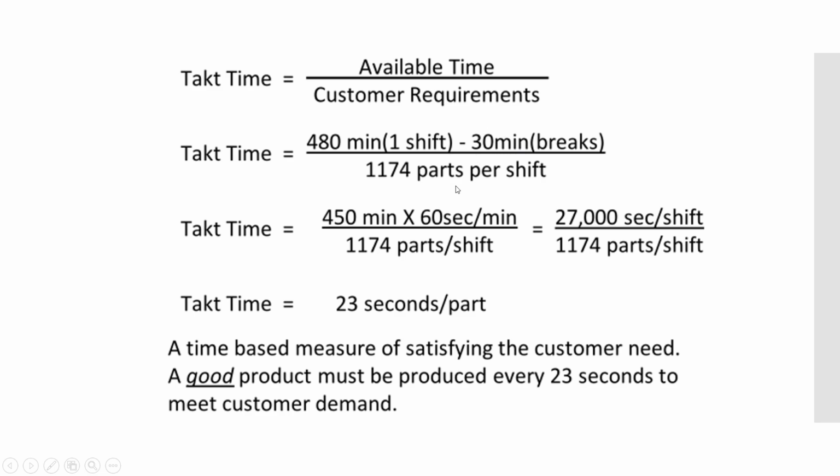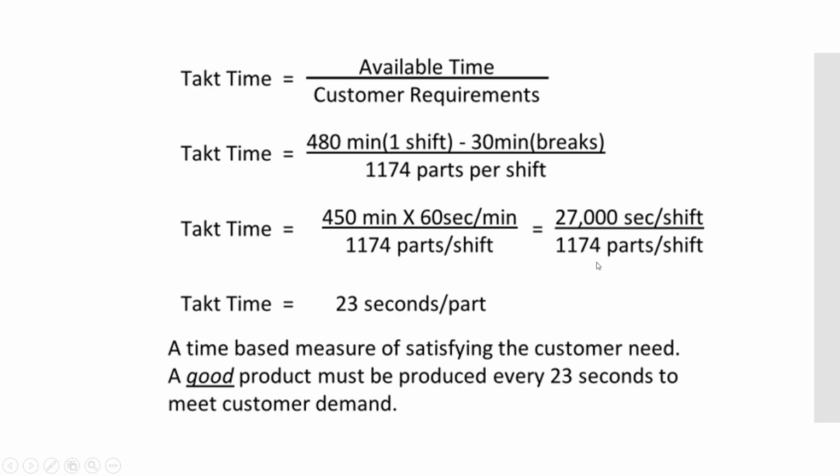So here, this 30 minutes into this. So what we can have is 27,000 seconds per shift. We have to convert these minutes into seconds. So available production time is 27,000 seconds per shift.